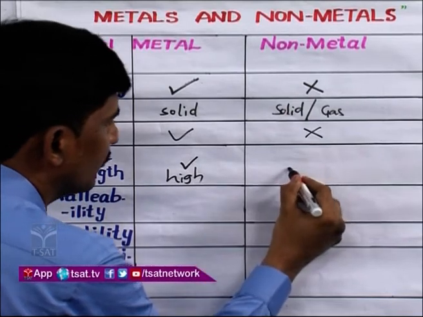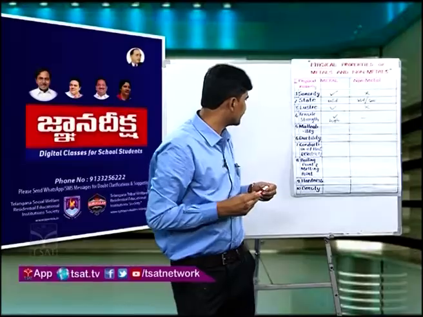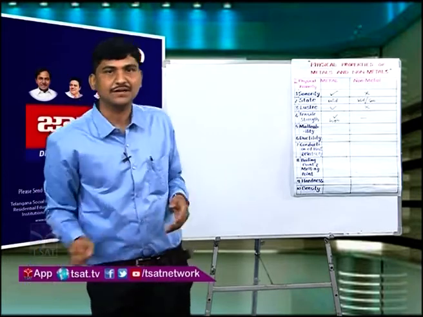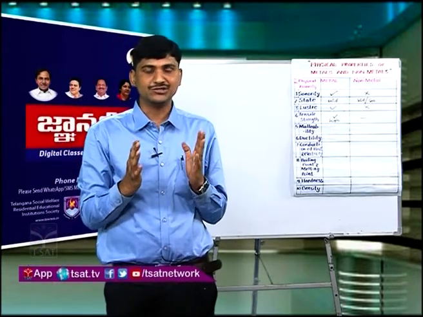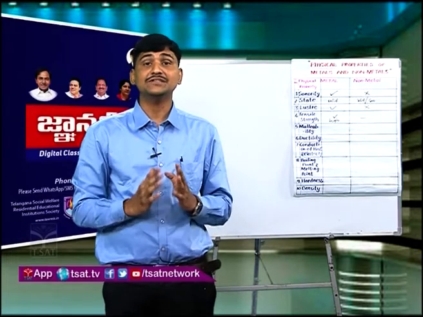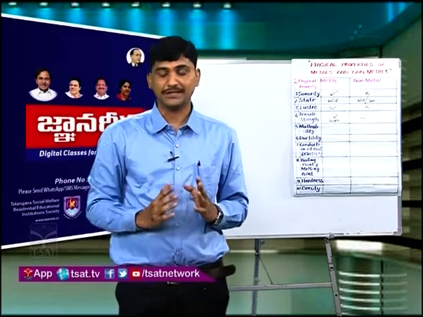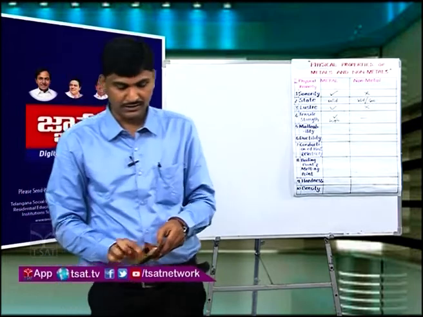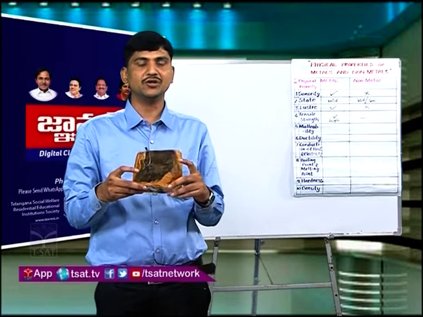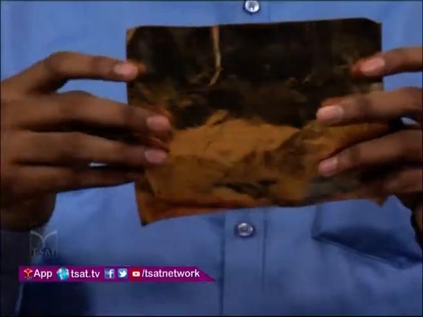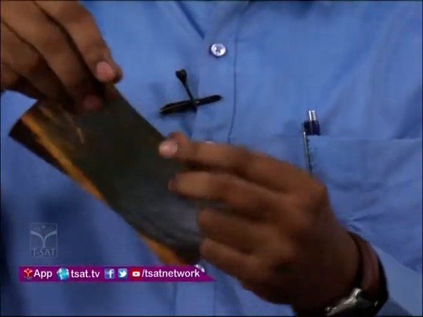So no, they do not have any tensile strength. Next property is malleability. Malleability is the property of a substance by which it can be beaten into thin sheets. For this we can see one example, right? The property of a substance by which it can be hammered into thin sheets like this is called malleability. See how thin a copper sheet is.